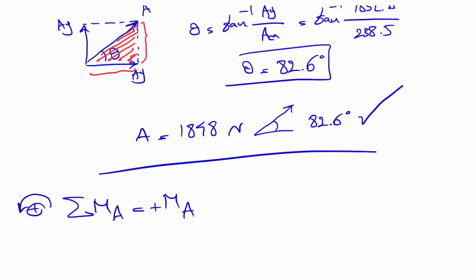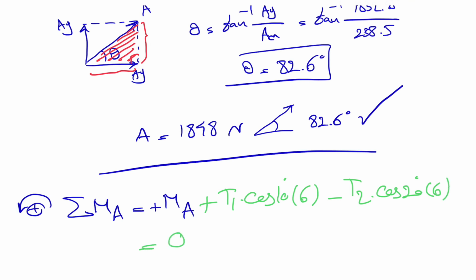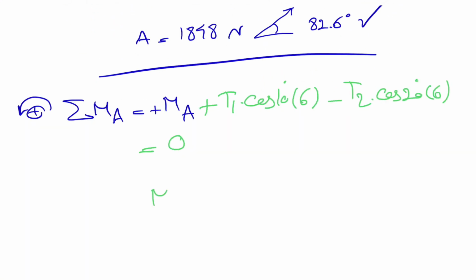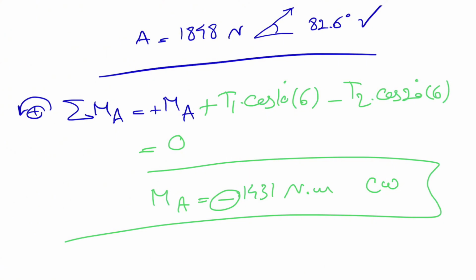So let's do that. So we have, as I mentioned, T1 positive, cosine of 10 degrees, the length is 6. T2 negative, cosine of 20 degrees, distance 6, and that would be equal to 0. And from here we can find the last unknown that we're looking for, which is MA, and that would be negative 1431.00 Newton meter. And this negative sign shows that the moment is clockwise. And that's it. We found the unknowns that we were looking for, and that would be the final answer for this question.